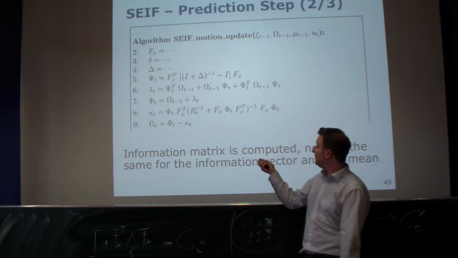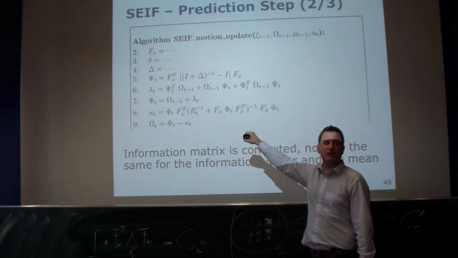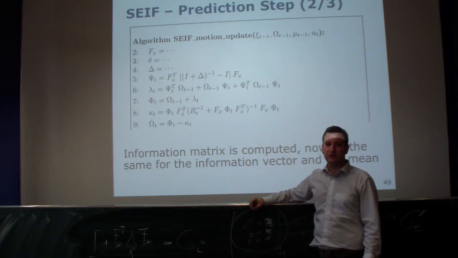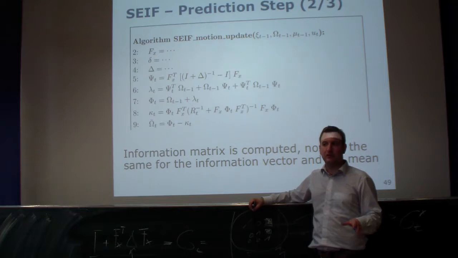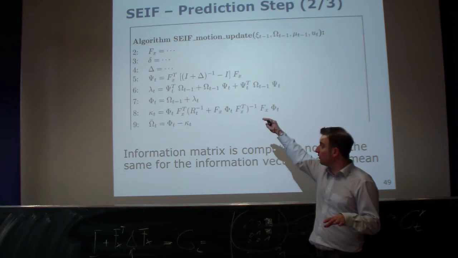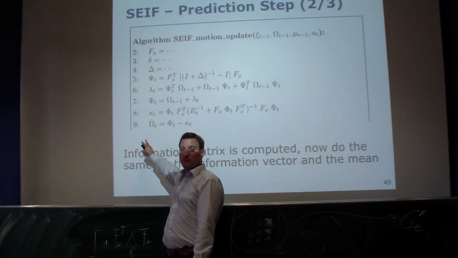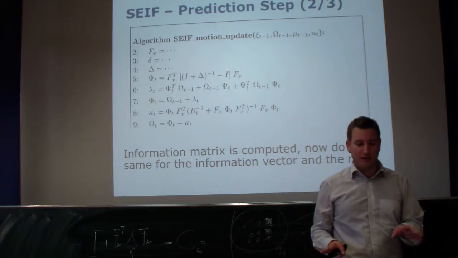And all of these operations are constant time operations given that the information matrix is sparse. If it wouldn't be sparse, it wouldn't be constant time operations. Given that they are sparse, it is. We did all the important steps, and we were able to compute the information matrix. The only thing which needs to be done is the information vector and the mean, and that's pretty straightforward.